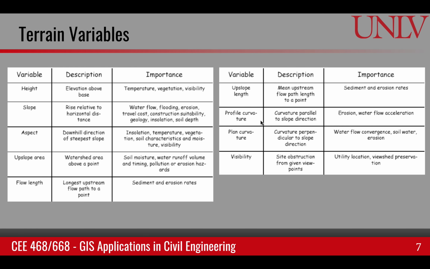Then we have the profile curvature, plane curvature, and these are also variables that are of interest in flow, water flow, and water flow convergence. And lastly, we have the visibility, which is a variable of interest if a site is being obstructed by another structure, for example, a building being obstructed by another building. All of these analyses and all of these variables can be calculated from height, the digital elevation model or digital terrain model.